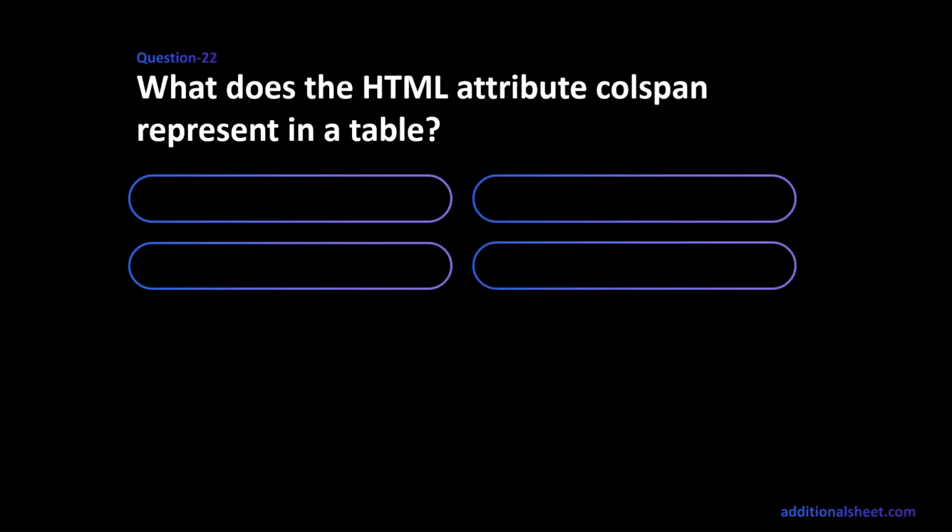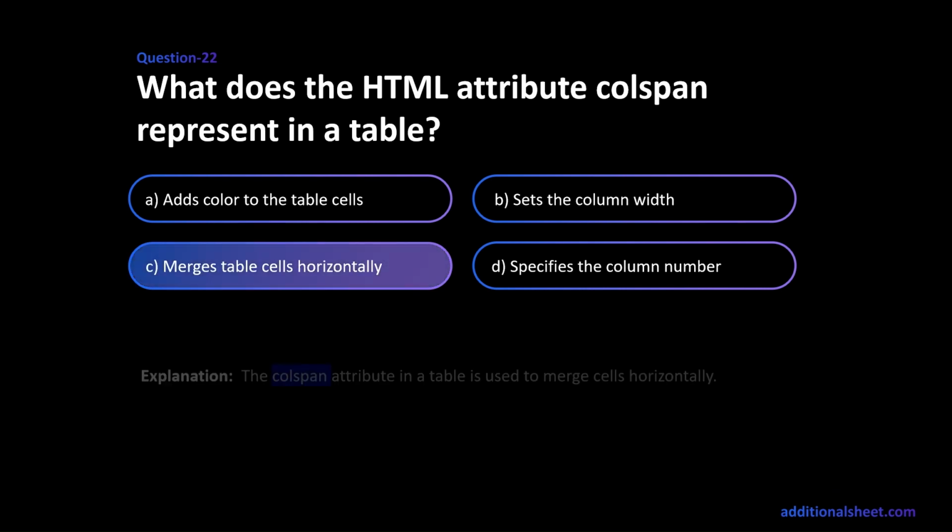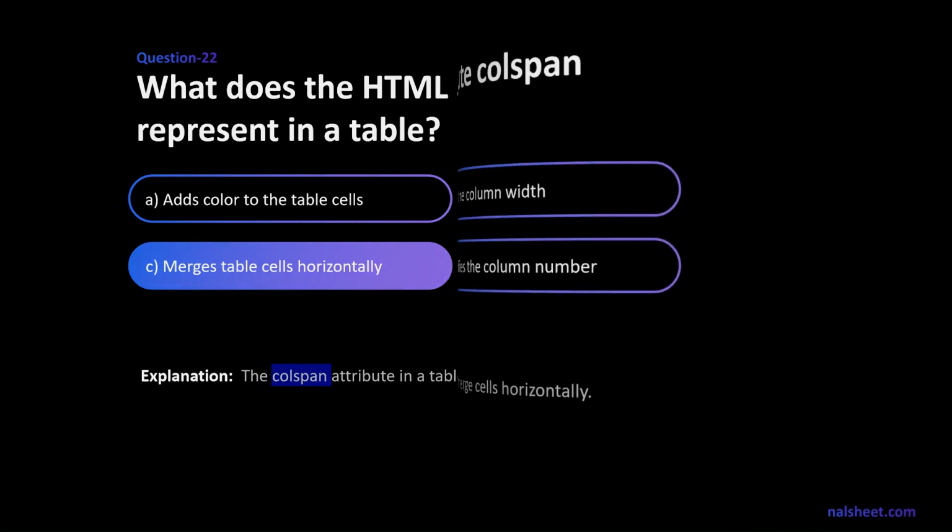Q22. What does the HTML attribute colspan represent in a table? Options are: A. Adds color to the table cells. B. Sets the column width. C. Merges table cells horizontally. D. Specifies the column number. The correct answer is option C. The colspan attribute in a table is used to merge cells horizontally.